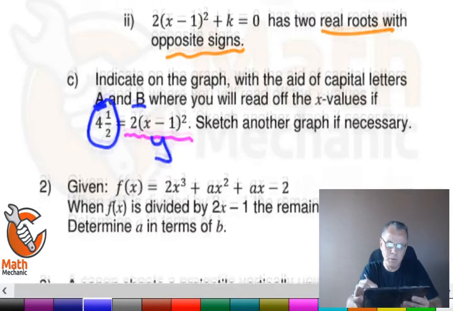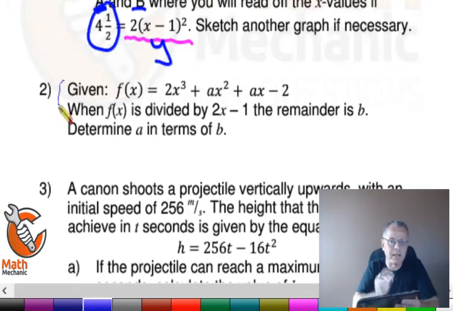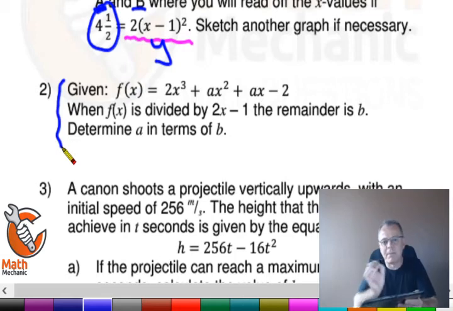Then we move on to question number 2, which essentially is the remainder theorem. You need to know how to use and interpret the remainder theorem. It's part of your grade 12 work. You will need it for drawing cubic graphs as well. So you need to know how to interpret a question like that from the perspective of the remainder theorem.